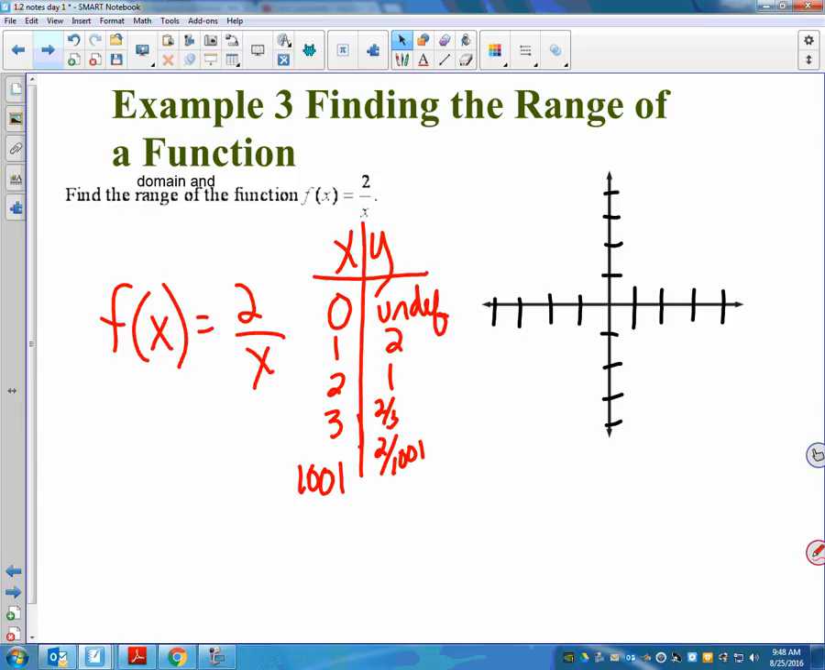Right, but this axis, if I keep going out on the x-axis, I keep getting closer and closer to 0, but not ever getting there. And that's where we get that shape. So at 1, I get 2. At 2, I get 1. Then I get 2/3. And then I just keep getting closer and closer and closer without ever touching it. And that's where you get that asymptote.